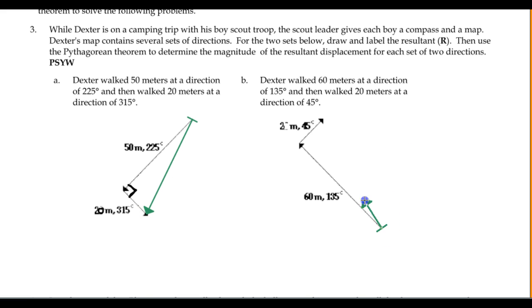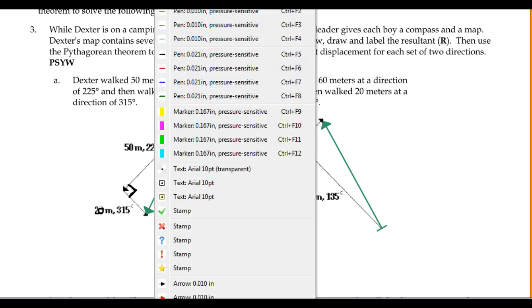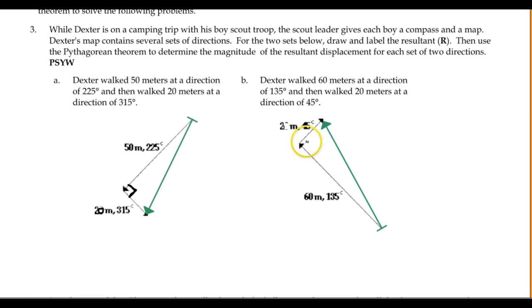For this one, here's where I started, and here's where I finished my walk. At least Dexter did. So that's the motion that we're talking about. Those are the 2 resultants. Now, they are the hypotenuse of right triangles, so we can take advantage of that.